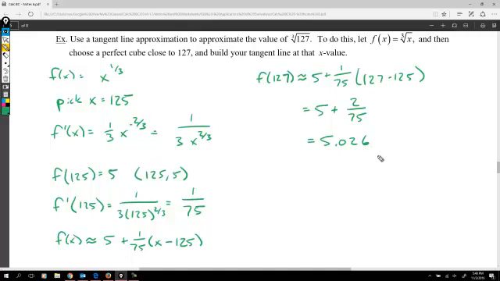Okay, and if you go into your calculator and you take the cube root of 127, it is 5.026, so we were very close. So the cool thing here is that I can just pick a known cube root, use that to make a tangent line, and approximate other cube roots that are very close to it. And obviously you could do this with other functions too, but this is just one application of using tangent line approximations.